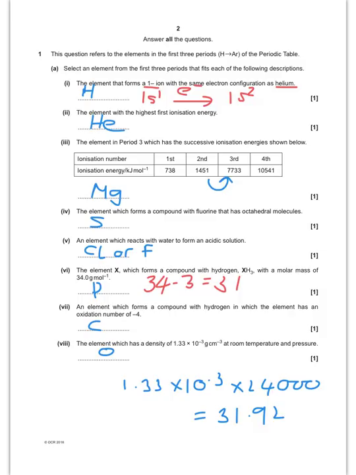And finally, the element which has a density of 1.33 times 10 to the -3 grams per centimetre cubed at room temperature and pressure. Because it's at room temperature and pressure, you know that any gas has 1 mole occupying 24,000 centimetres cubed. So you times this number by 24,000, and that will give you your molar mass, and that is 31.92, which will be O2. So the element is oxygen.